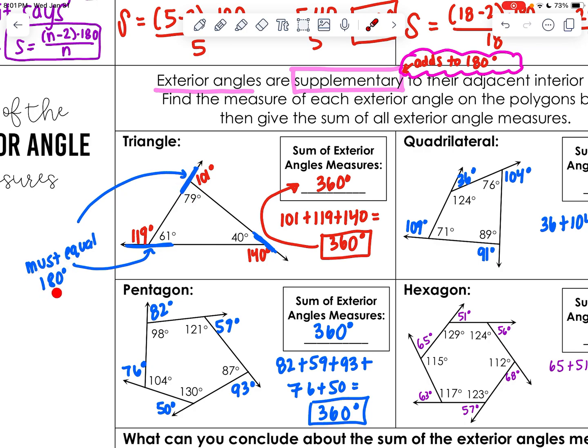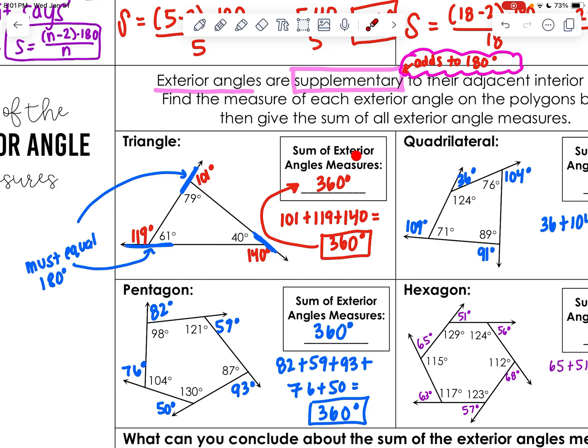This must equal 180, the whole line. So if we do 180 minus 79, we get 101. This must equal 180. If we do 180 minus 61, we get 119. This must equal 180. If we do 180 minus 40, we get 140, okay?